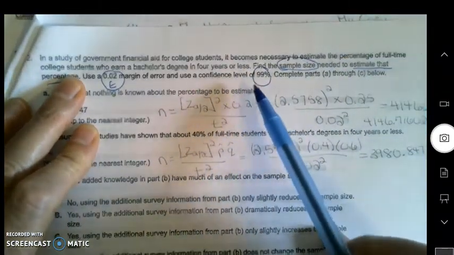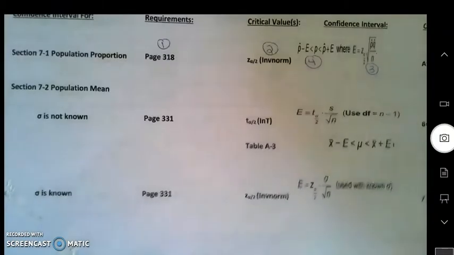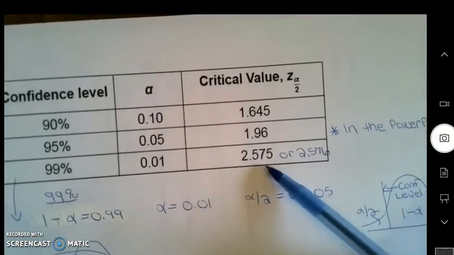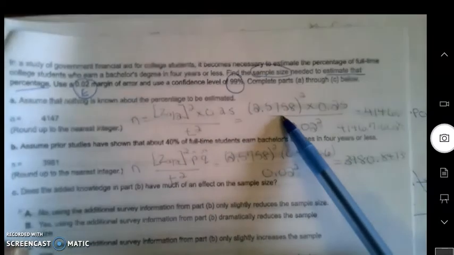Okay, so starting with that information, if it's 99%, to find this critical value, it's on the back of this sheet that I handed out. So for 99%, you can use 2.575, 2.576. I think I actually put a couple more decimal values there for that one.